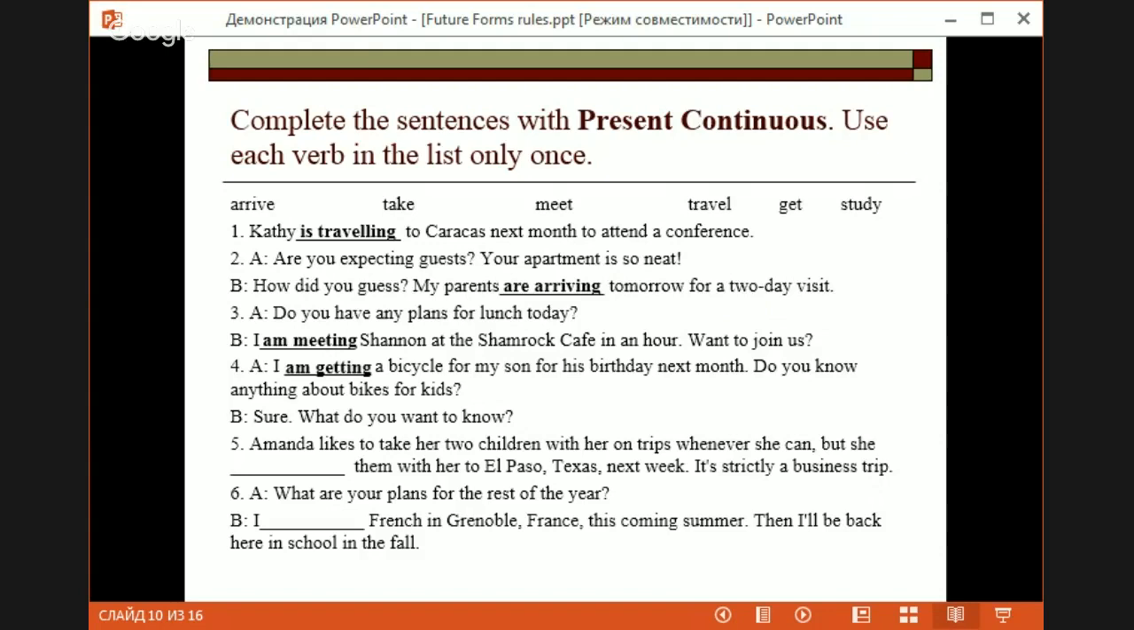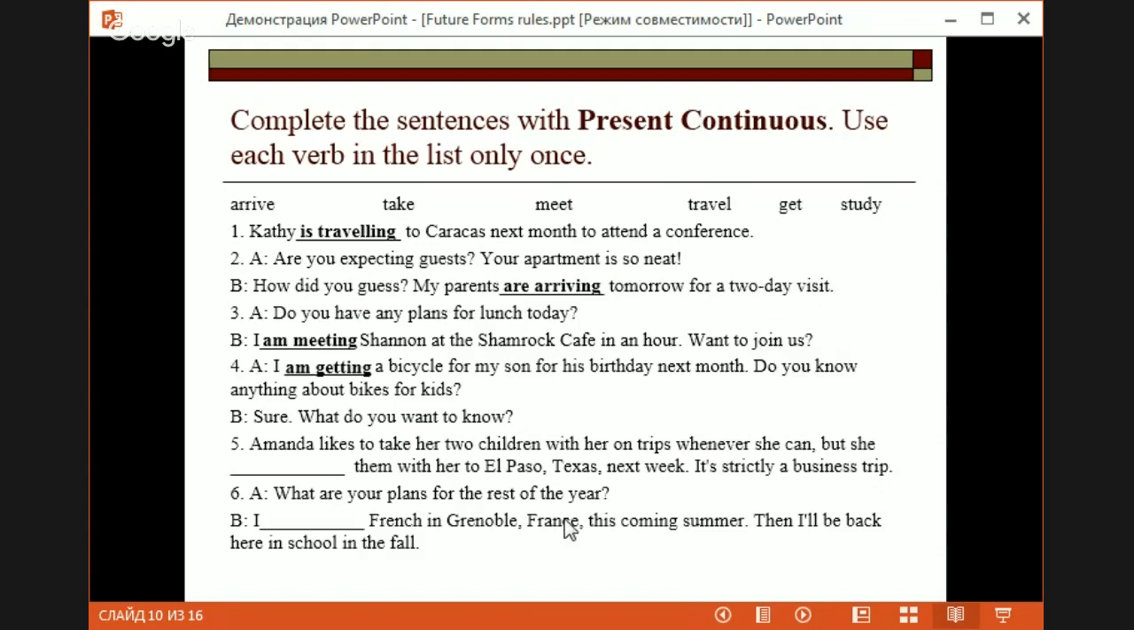The next one, I'm getting a bicycle for my son for his birthday next month. So this is again planned because bicycles are quite pricey, and you have to plan this, and even sometimes you need to discuss this with your child, whether he wants it, what kind of bicycle he wants. So again, this is arranged. This is agreed with lots of people, and you planned a lot in this case.